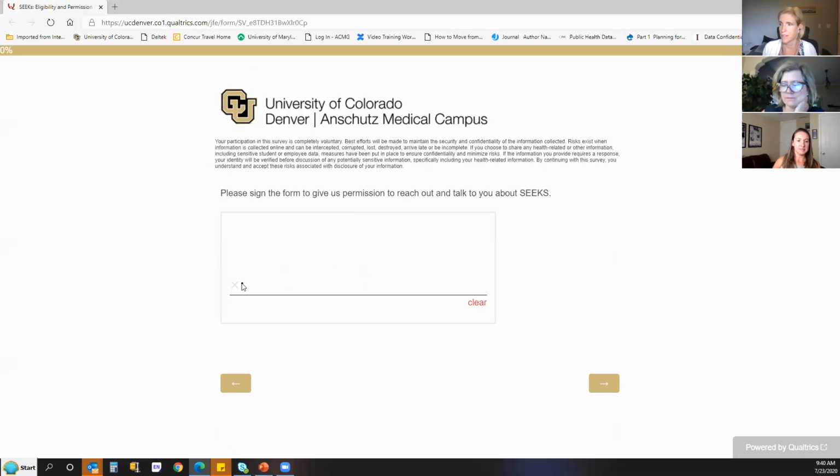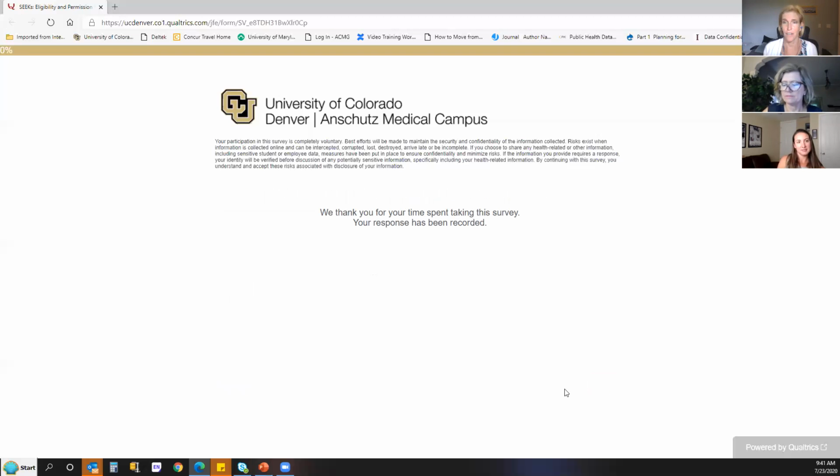And then this is where you would need to sign the form, to give permission so that we can reach out to you. And if the person can't sign it, they can do an X. They can do something to indicate that they've read the form, but we need the signature.